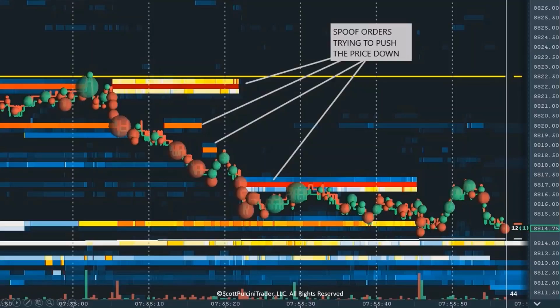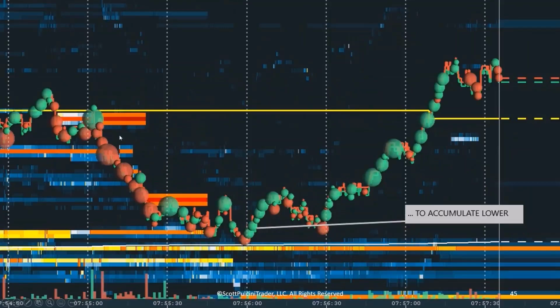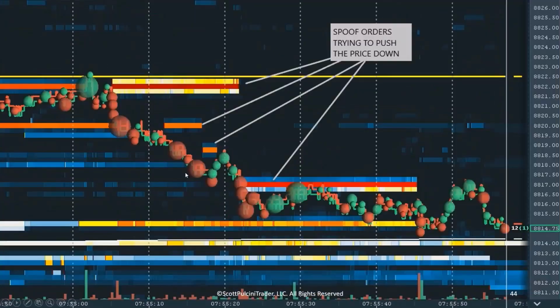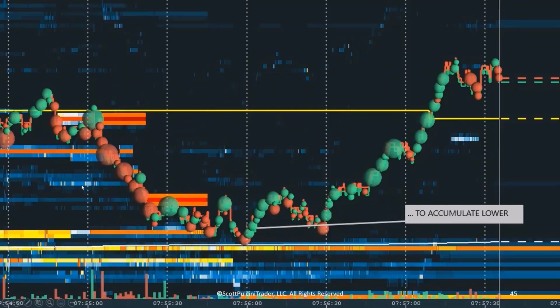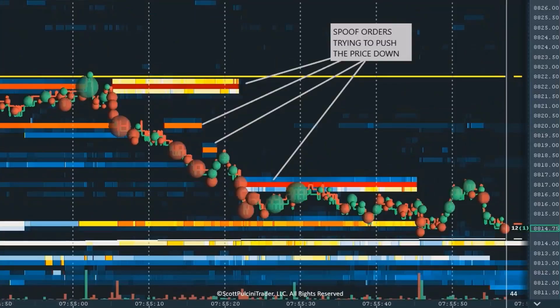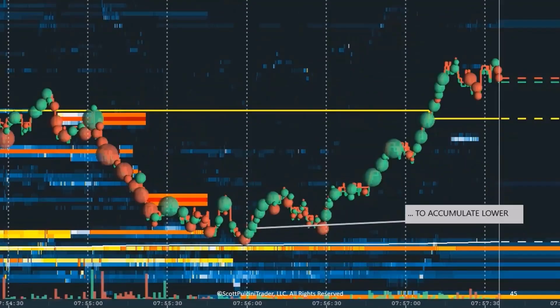Okay, and then what happens next? This is the same day, just a different view, a little bit later in the day. Price moves down, they accumulate lower down here, it goes to meet those buy orders, and then the price comes all the way back up. They take the spoof orders off, and they are free to take these buyers up. But why are the spoof orders there?